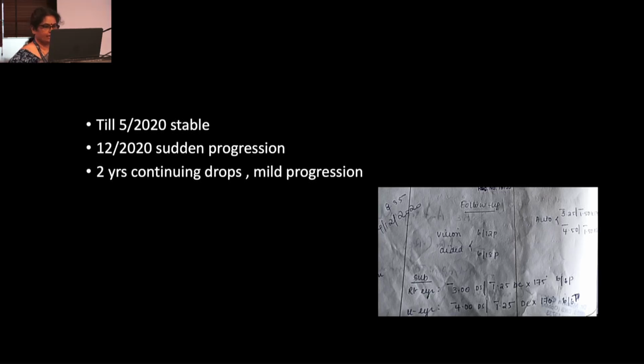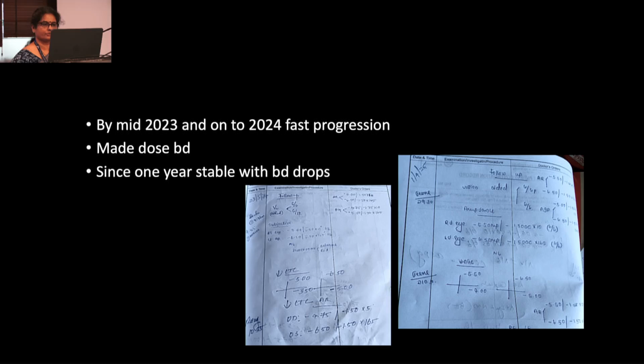And she has been using drops. They say they have been using drops continuously, but there is a progression. So we made the dosage BD. And again there was a jump in mid-2023 on to 2024. You can see it's quite high, -5.5. This is the last follow-up, and now it is more or less stable with BD dosage. Since 1 year she has been on BD dosage. But there was significant progression. So continuing with BD dosage, maybe we can increase the concentration now.